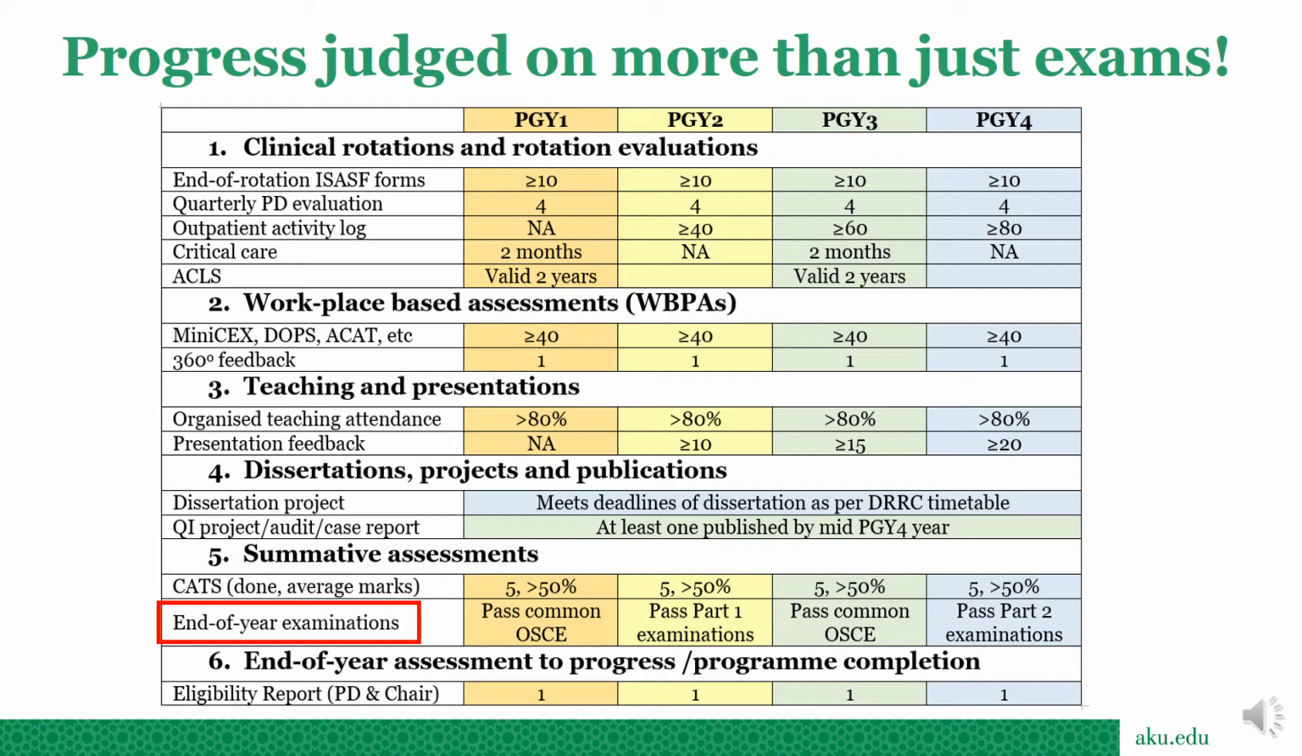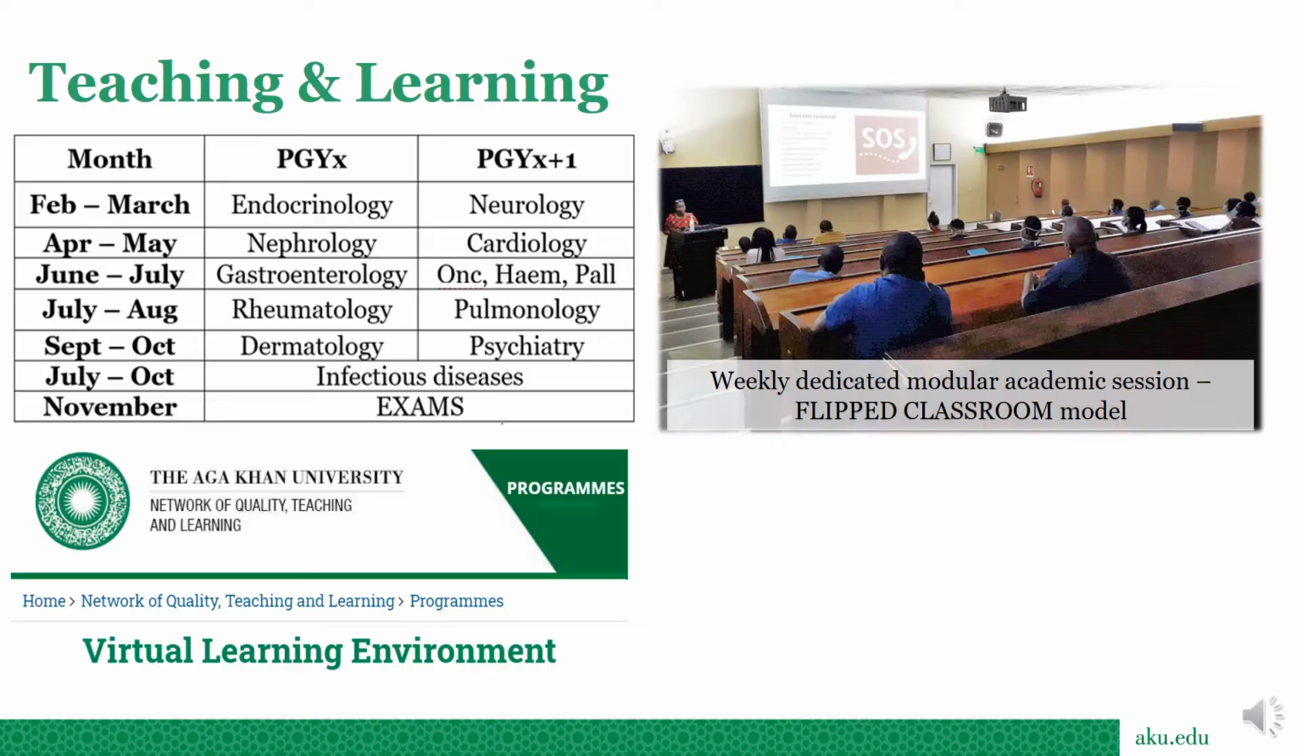Your progress is judged on more than just your exams, which is highlighted down there in red at the bottom. And we look at all the 6 major categories as highlighted here: how you perform throughout your clinical rotations based on faculty feedback, how you do your work-based assessments and how many you have done, feedback on your presentations and teaching and your attendance, how you're progressing with your dissertation, any other audits that you may have done or publications that you may have submitted, and your end of module continuous assessment tests, in addition to the end of year eligibility report.